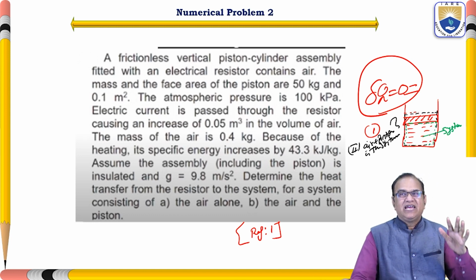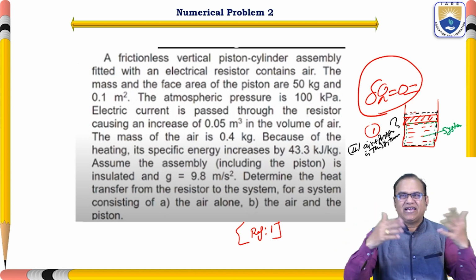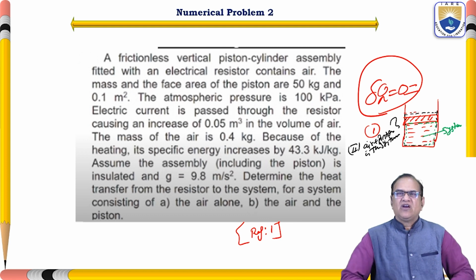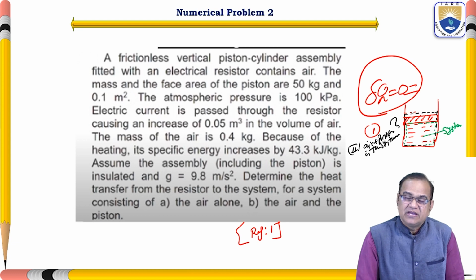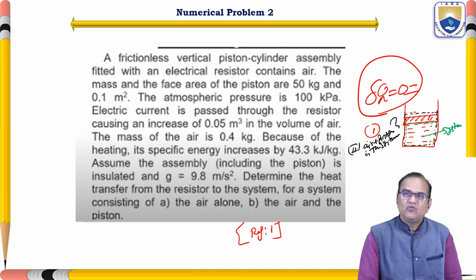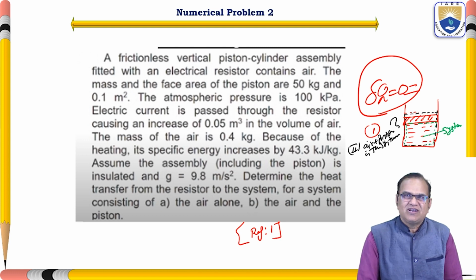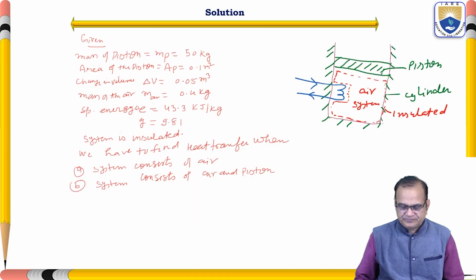We hope del Q is equal to 0 means there is no heat transfer. It is not going inside and it is not going outside. So we can very well use the first law of thermodynamics, del Q is equal to delta U plus del W. Here delta U is also given and del Q is equal to 0. So it is very simple to find out the work done and the heat transfer from the resistor.